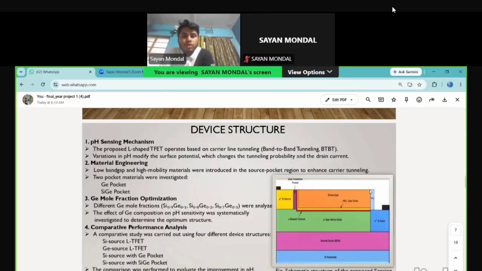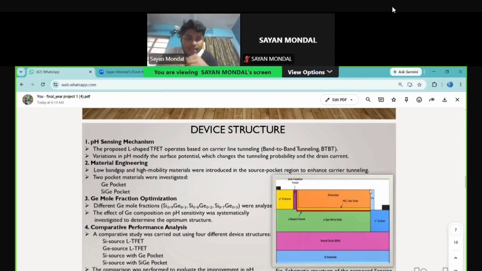Okay, so this is the device structure of our project, and this figure shows the cross-sectional view of the silicon germanium pocket and germanium pocket L-shaped tunnel field effect transistor, that means the LTFET-based pH sensor. First, that yellow portion is the P+ silicon source. That means on the left side we have a heavily doped p-type silicon source. This region acts as the carrier injection region, and in a TFET, that means tunnel field effect transistor, carriers tunnel from the source to the channel through the band-to-band tunneling mechanism.